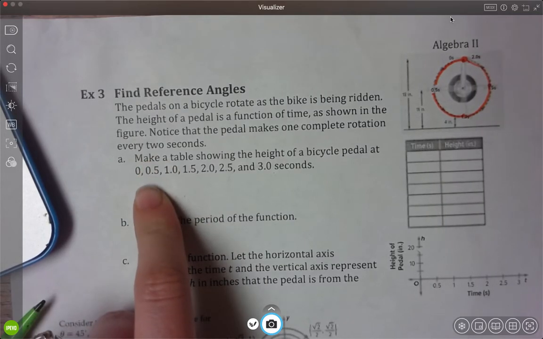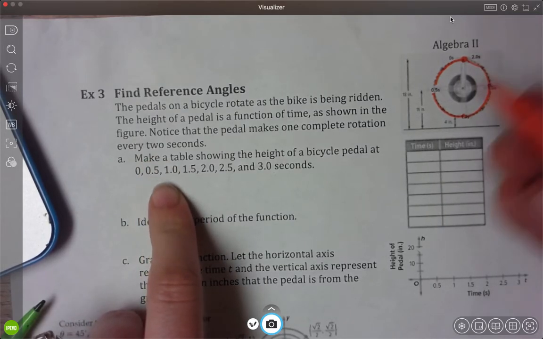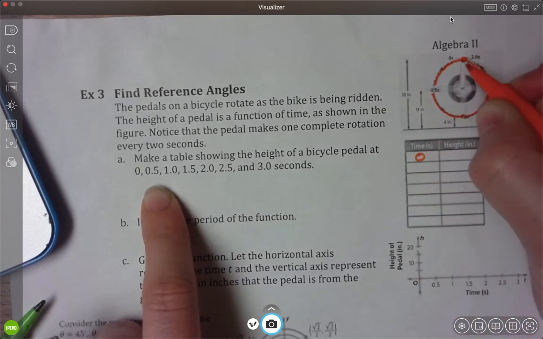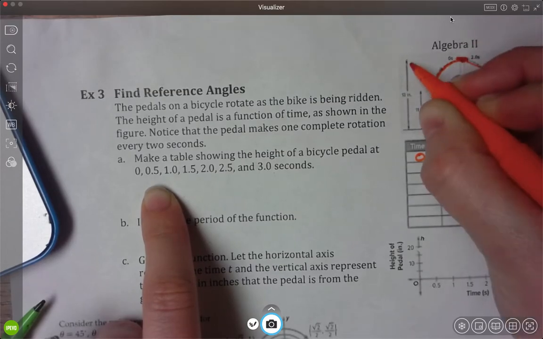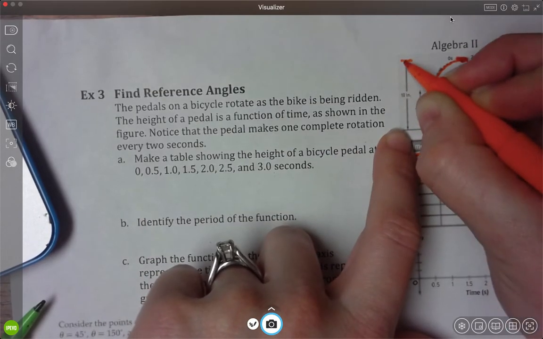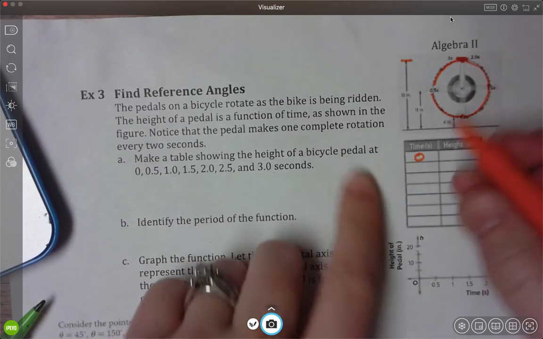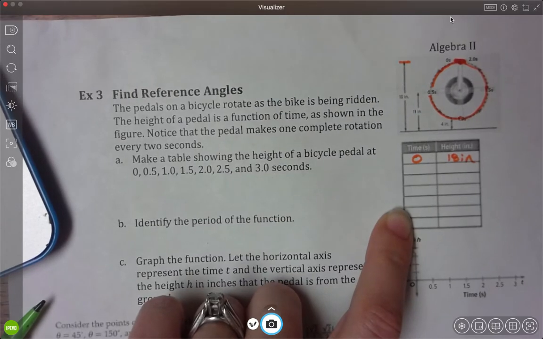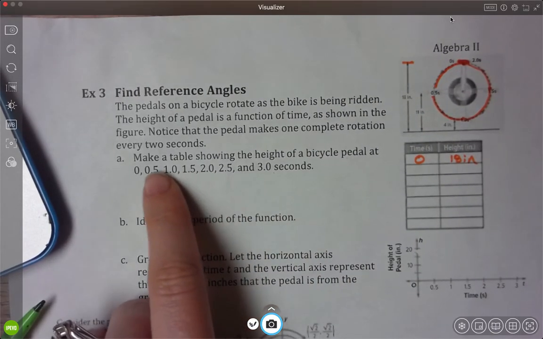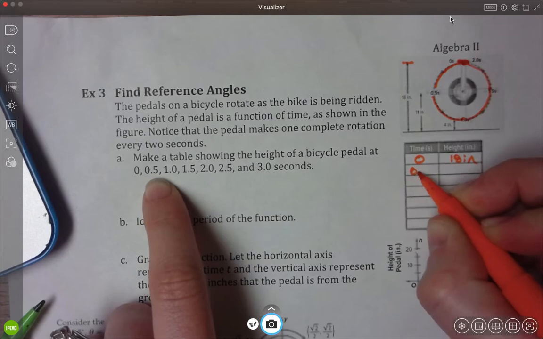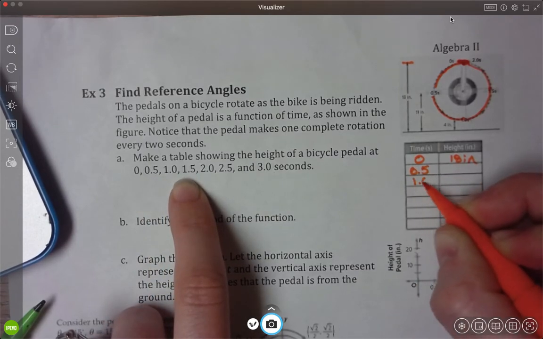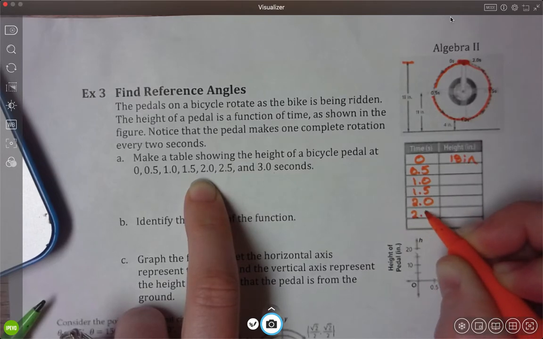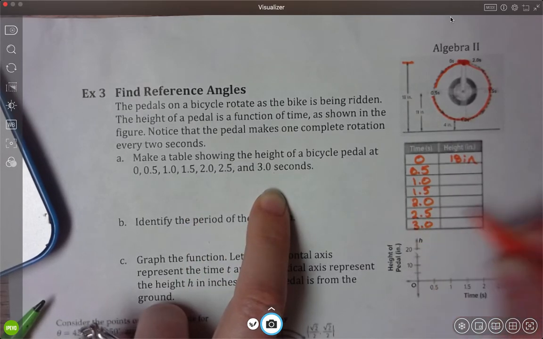Okay, so they want us to make a table showing the height of the bicycle pedal. I'm going to start at a time of 0. At a time of 0, the pedal is up here, which they have labeled as 18 inches from the ground. Okay, so 18 inches is where my pedal is going to be. And then let me just label these in here: 0.5 seconds, 1 second, 1.5 seconds, 2 seconds, 2.5 seconds, and 3 seconds. They want us to do all of those.